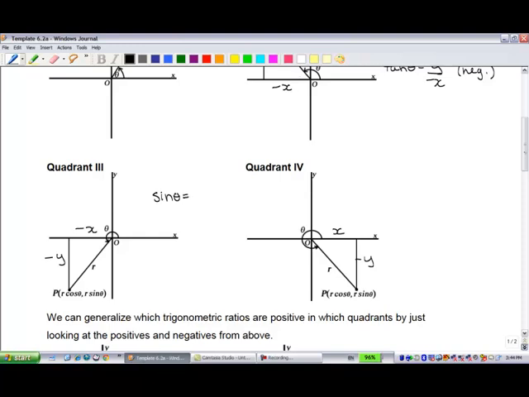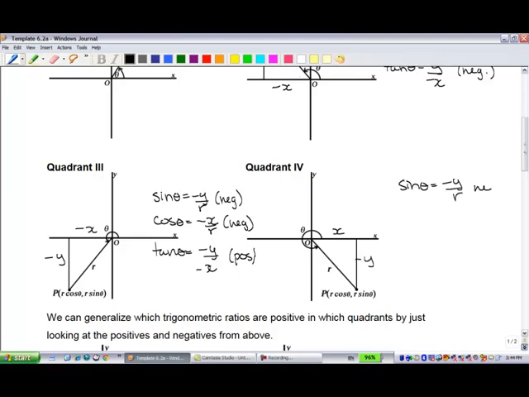So if we take a look at sine theta, that's negative y over r. That's negative. Cos theta, negative x over r. Oh, look, that's negative as well. Tan theta is opposite, so negative y over negative x. So two negatives dividing gives us a positive. So tan's positive in that quadrant. And let's just tear through quadrant 4.